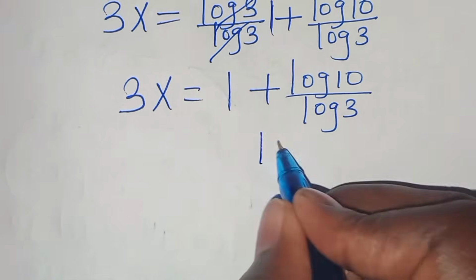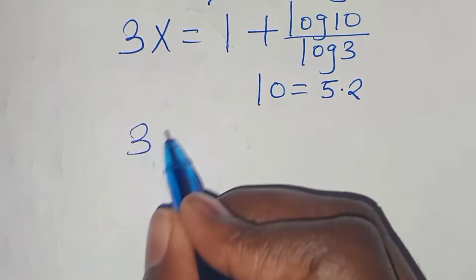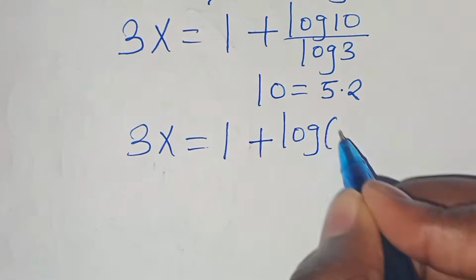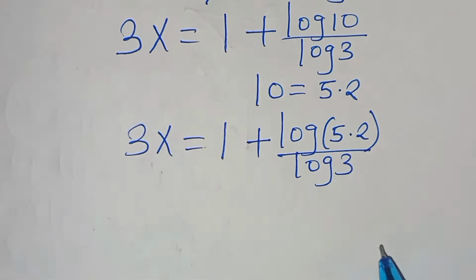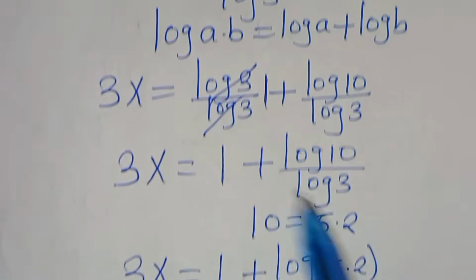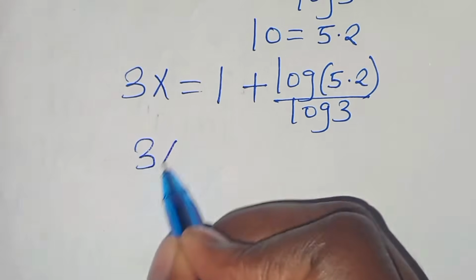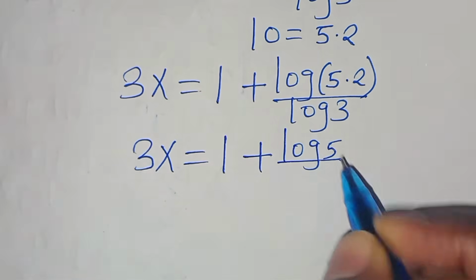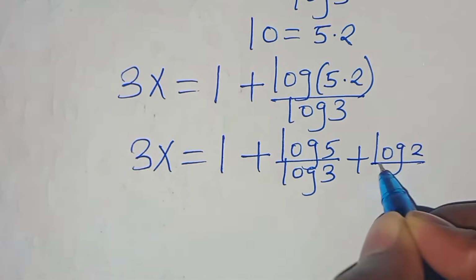Now we can express 10 basically as 5 multiplied by 2. So that now we have 3x. This is equal to 1 plus log 5 multiplied by 2 divided by log 3. So we have that log 5 times 2 is in the form of log a times b, which you can express as log a plus log b. And this implies that here we have 3x equal to 1 plus log 5 divided by log 3, then plus log 2 divided by log 3.